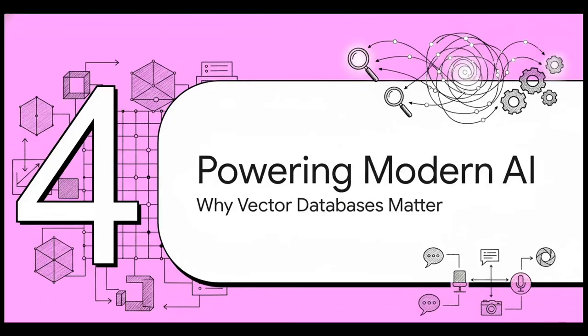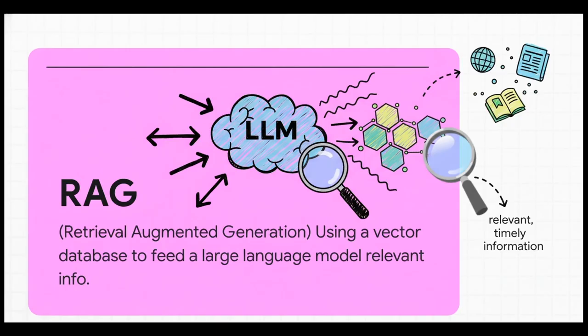Okay, so we've covered the what and the how. Now for the big one. Why does any of this matter? This technology, turning data into meaningful embeddings and searching them instantly, isn't just a neat computer science project. It is the engine behind some of the most powerful AI tools we're all starting to use every single day. One of the absolute killer applications for this is something called Retrieval Augmented Generation, or RAG for short. This is a technique that makes large language models, the brains behind chatbots, way smarter and more up-to-date. It uses a vector database to find and feed the model relevant, timely info that it wasn't originally trained on.